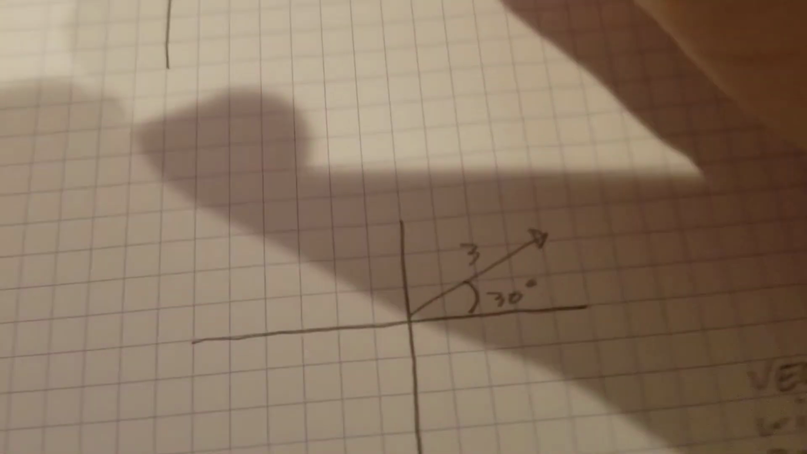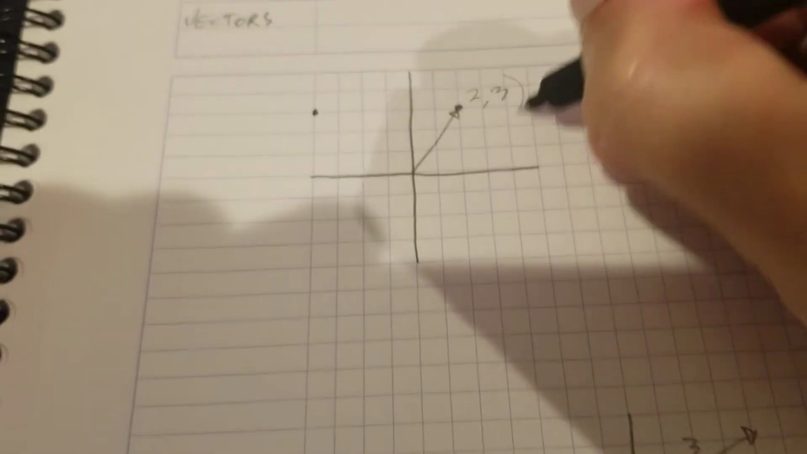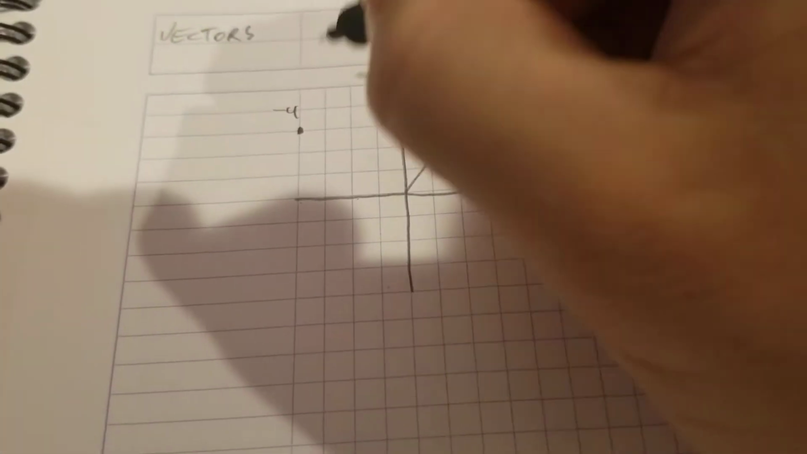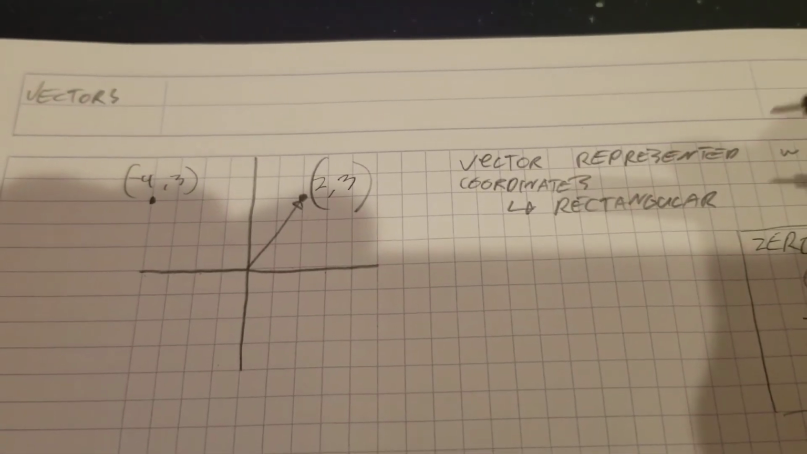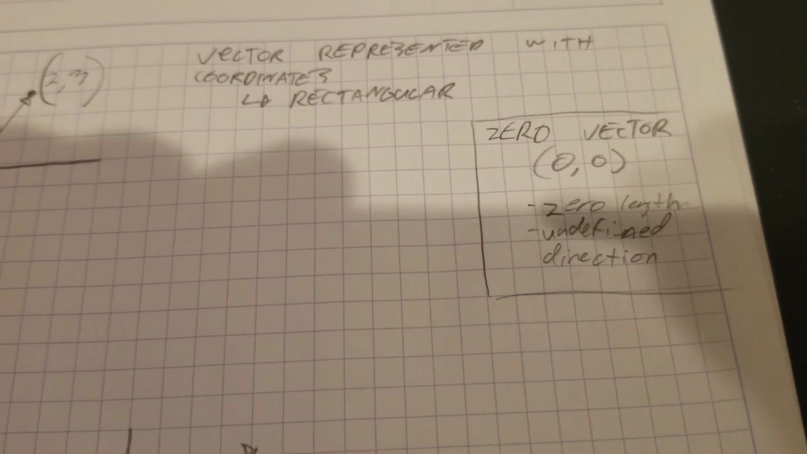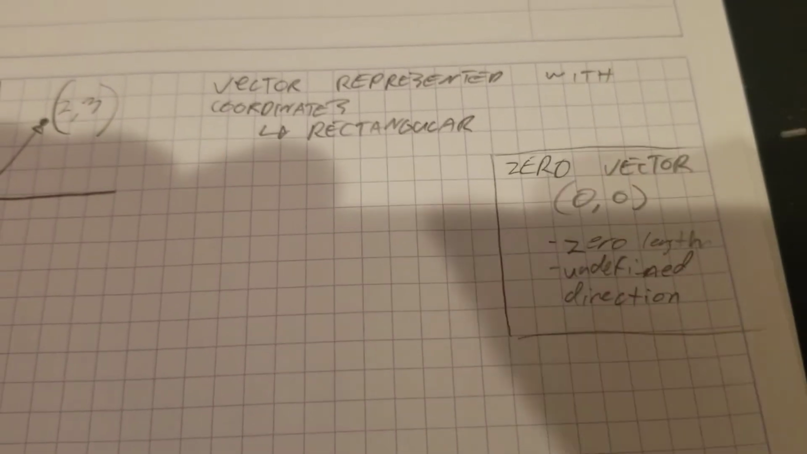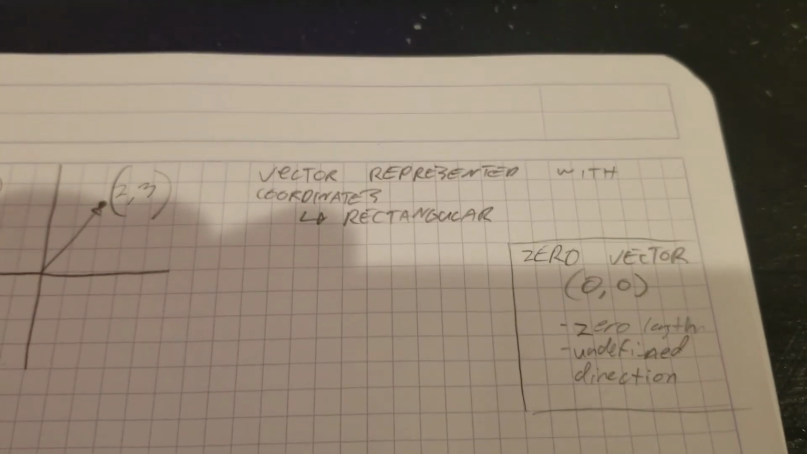So you know that when you've got coordinates, here we got (2, 3) and then here we got (-4, 3). So when you see coordinates, your vector is rectangular. Also, just FYI, the origin, (0, 0), we call that a zero vector. It's got zero length and an undefined direction, but it's still a vector.